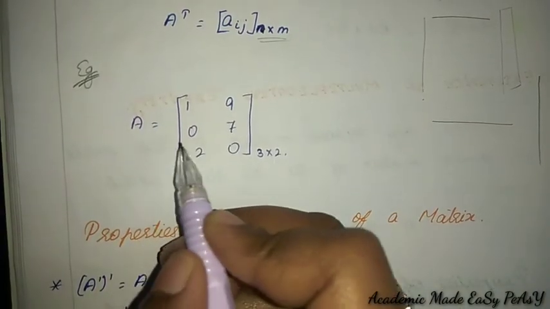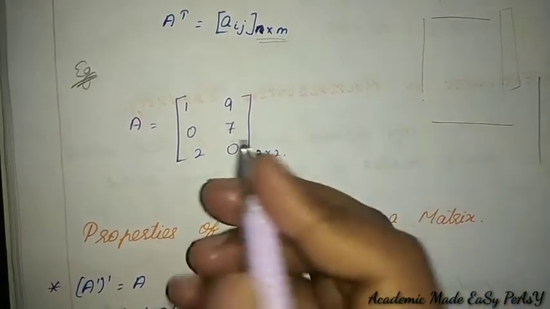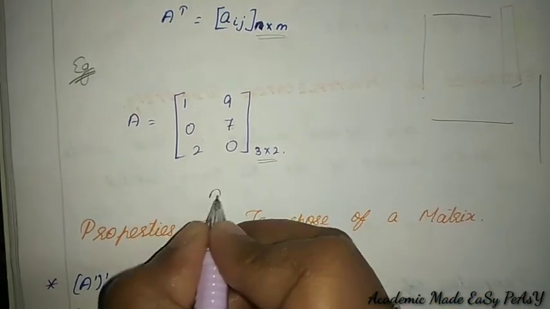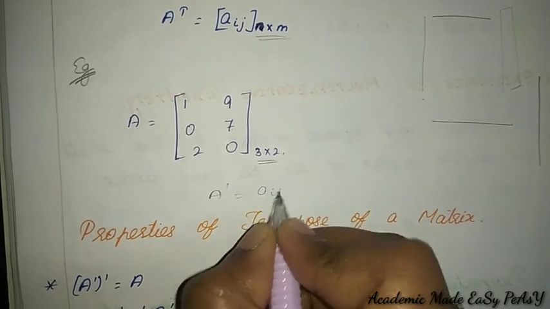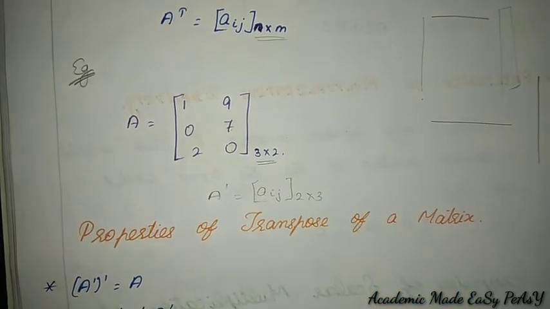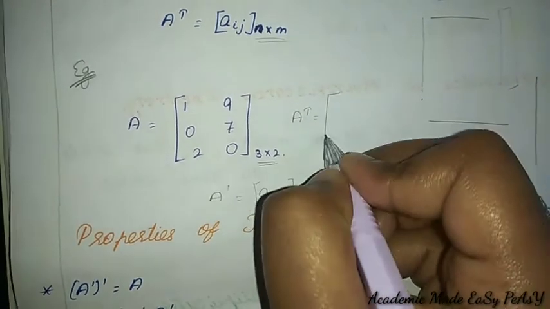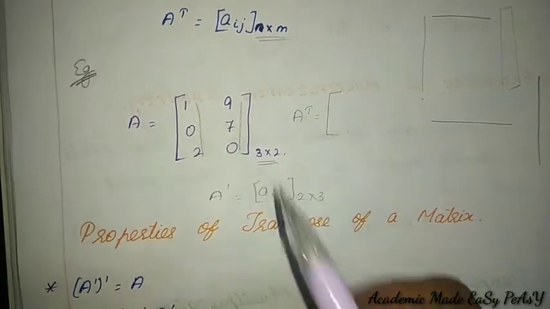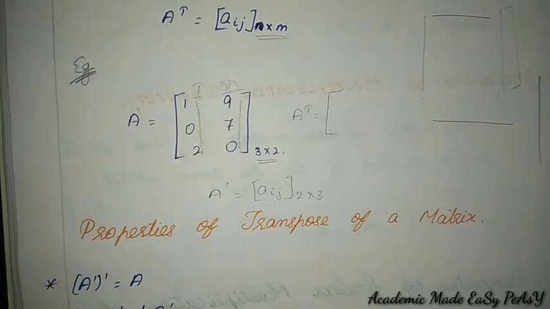Now consider this example: 1, 0, 2, 9, 7, 0. So this is the matrix A and m by n is 3 by 2. So what will be my A transpose or A dash? I'm just writing it as Aij of what order? 2 by 3. It should be a 2 by 3 matrix. Now, how will I find my A transpose? Now I'm going to teach you that. So here this is one column, this is one column. First column, second column, isn't it?